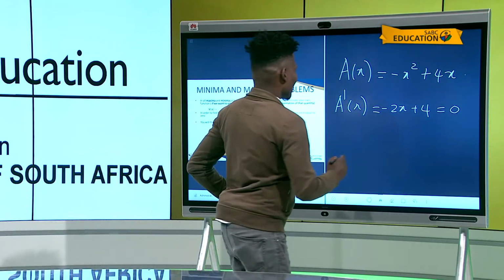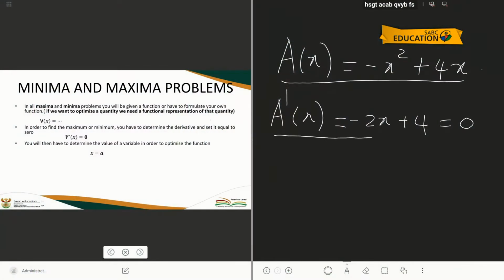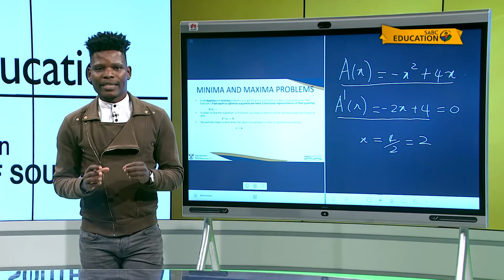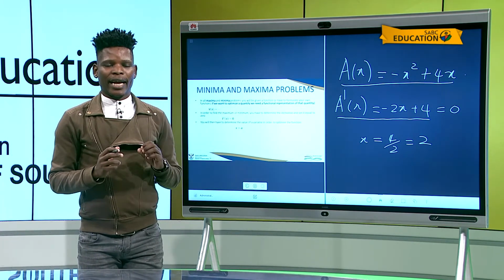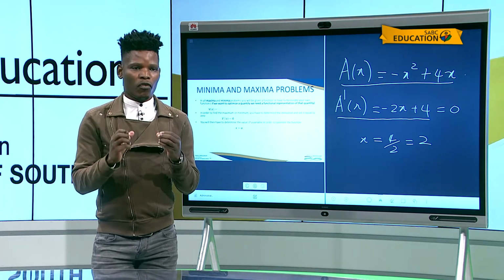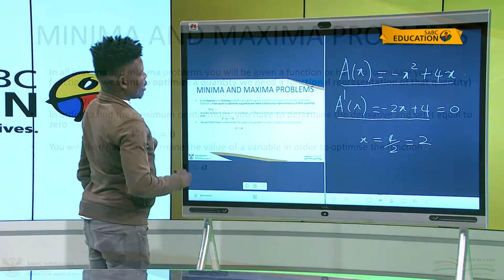So if we look here at the function of the area, we have successfully found the derivative and we equated it to 0. Now what we need to do is to find the value of the variable, which is x, that will make this quantity a minimum or maximum. So it means that x will be equal to 4 over 2, which is 2. So what does that tell me? It tells me that I'm going to have either a minimum or maximum quantity of the area at x equal to 2.